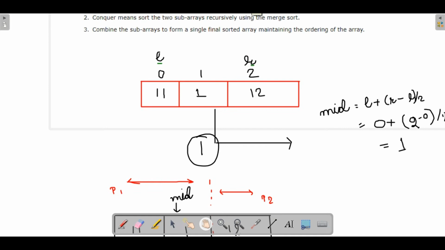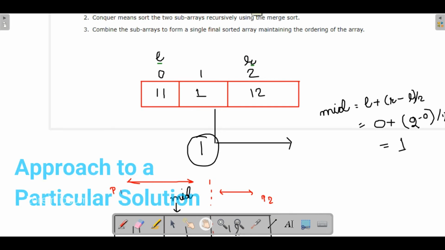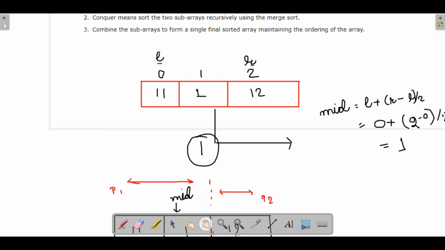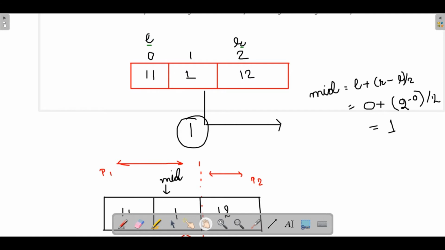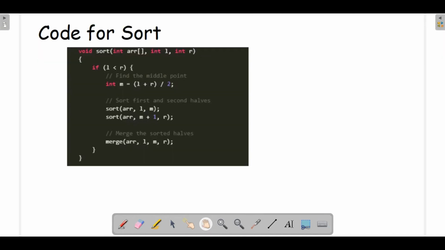Now we would be talking about some of the code, how to approach a particular solution for your merge sort algorithm. This is your code for sort. What did your sort procedure do? It took an array, left and right. Left is 0, right is your array dot length minus 1 in Java. In other programming languages, you can find it out that way. And now calculate mid. Mid is left plus right by 2.